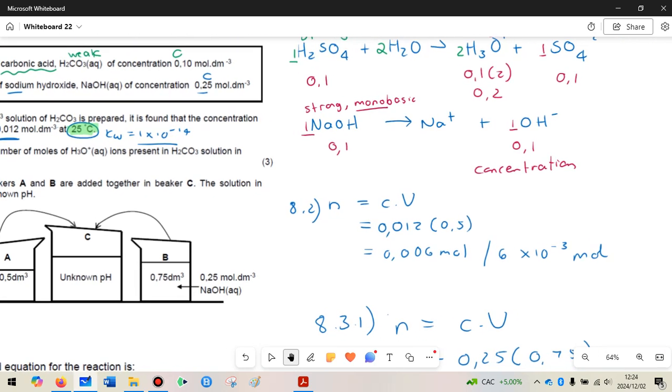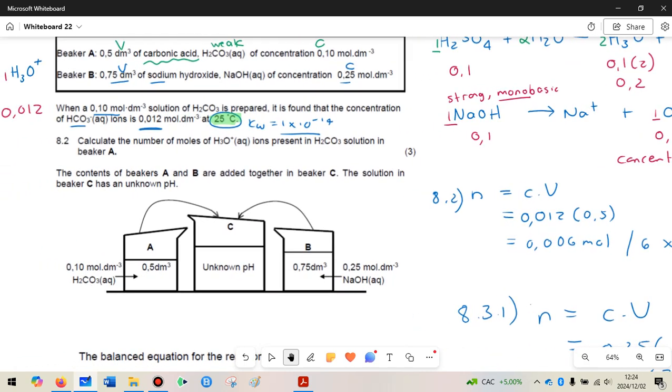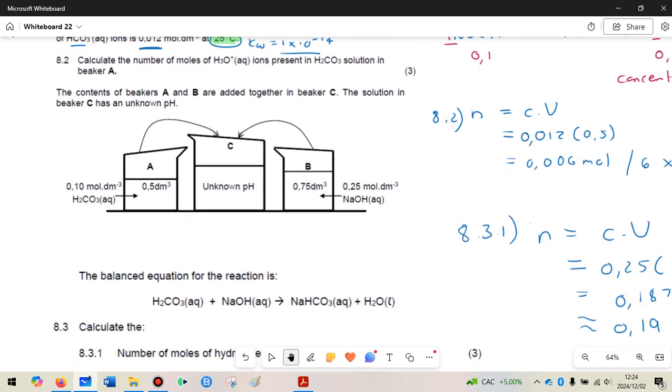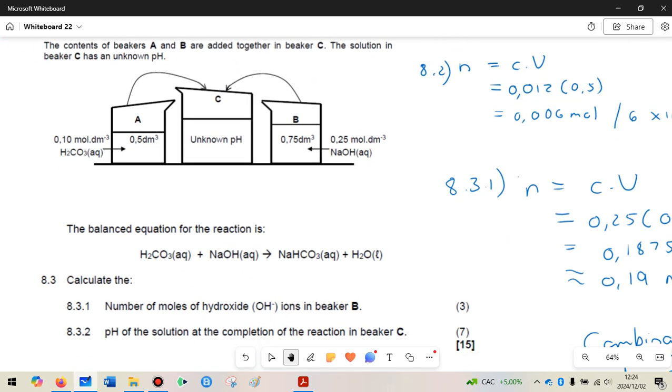Otherwise, I'm going to end up cutting off a value, rounding off too much, and I try to prevent that as much as possible. Okay, so we have the concentration of the hydronium ions in that beaker. Then the two beakers are added together. Before they're added together, they ask us to calculate the number of moles of hydroxide ions in beaker B. Okay, now that's not difficult.